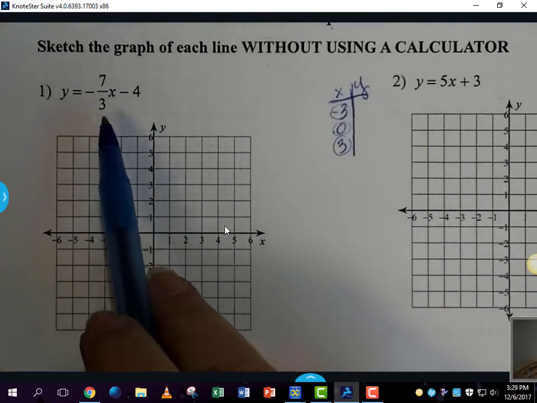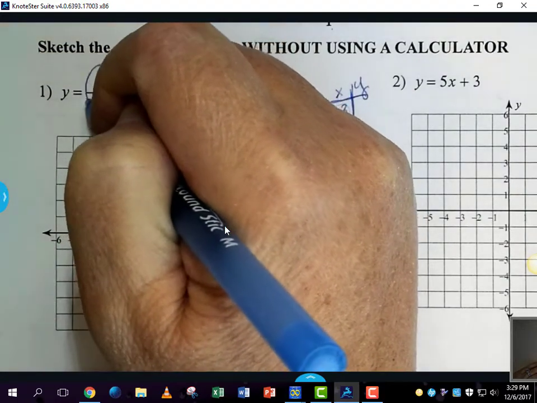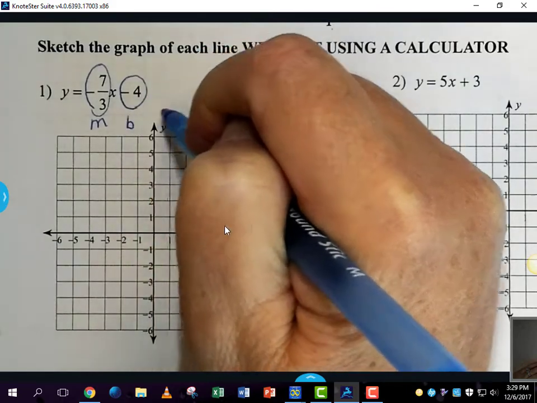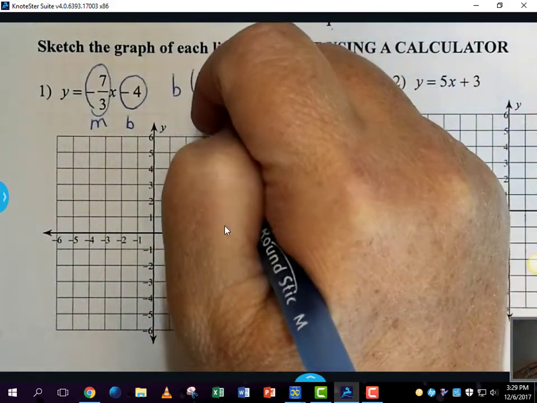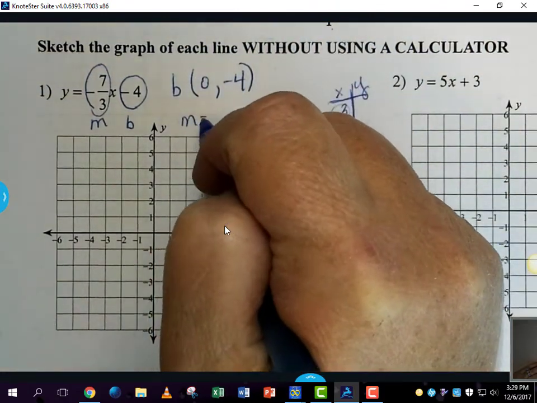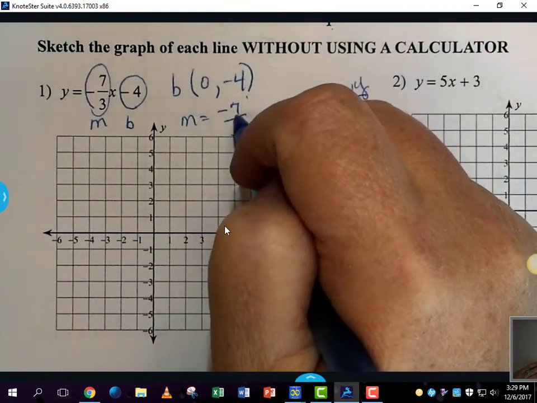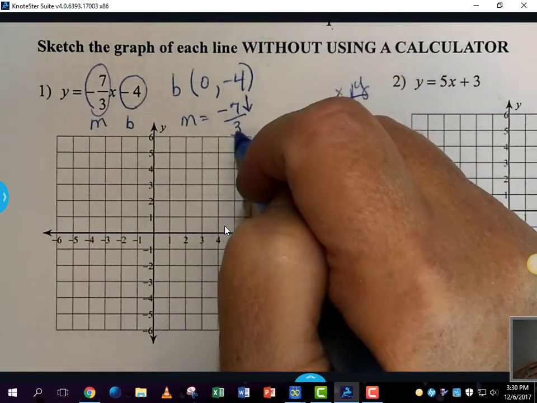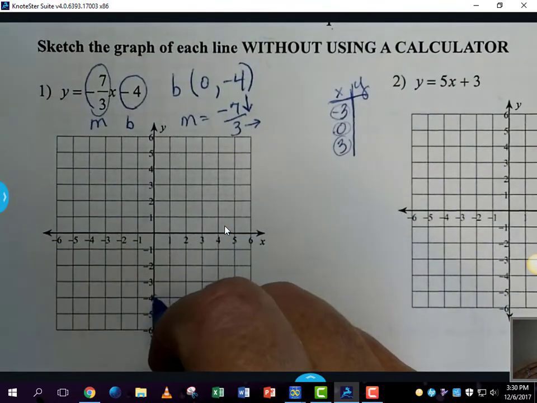Alright, this is in the slope-intercept form. That means this is giving us two pieces of information. It gives us the slope and it gives us the y-intercept, the b value. And the b value is always written as a point, which is 0, -4. The m value, which here I'm going to put my negative in the numerator, so I have -7/3. This number is negative, therefore the rise will be to go down and the run will be go to the right. So I start at 0, -4.